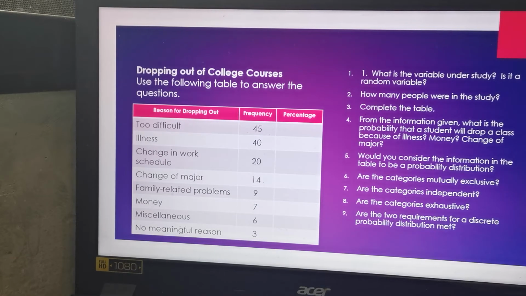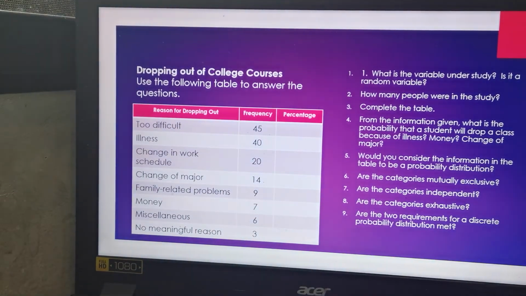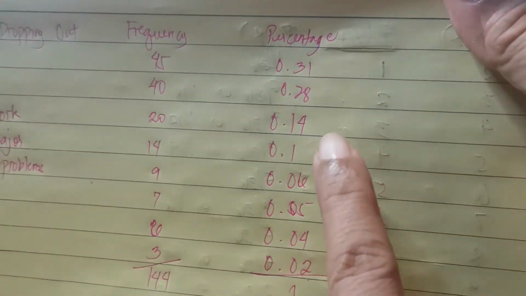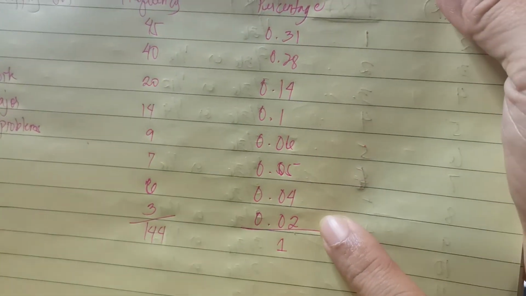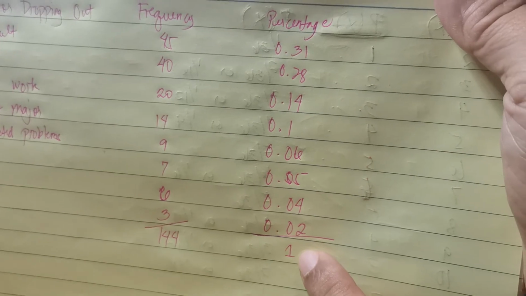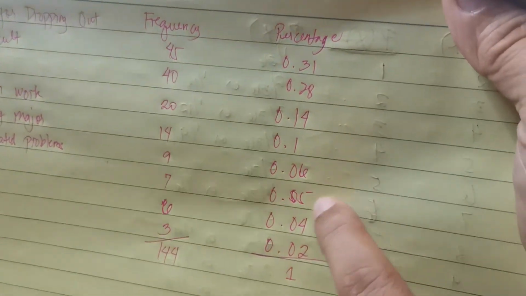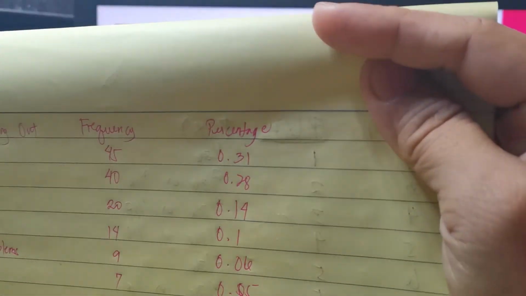Okay? And then, are the two requirements of a discrete distribution met? Yes. Okay, kasi nakita natin kanina. Ayan. So, yung unang requirement natin ay equals 1 dapat yung probability natin or yung percentage natin. And then the percentages or the probabilities for each outcome, excuse me.